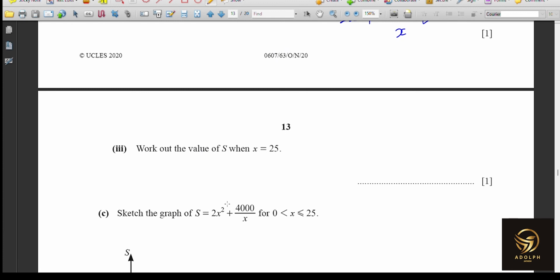Now work out the value of S when x equals 25. So the value of S when x equals 25, we have that formula, S equals 2x² plus 4000 by x. If you substitute 2 into 25² plus 4000 divided by 25, you'll be getting the answer of 1410 cm².